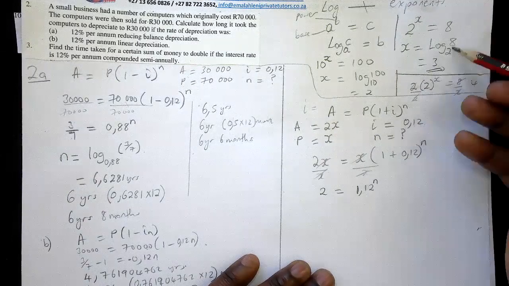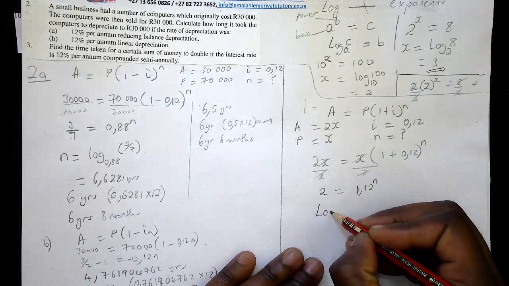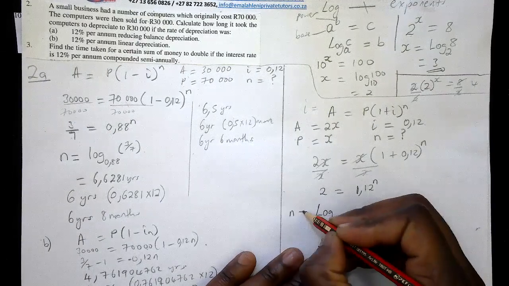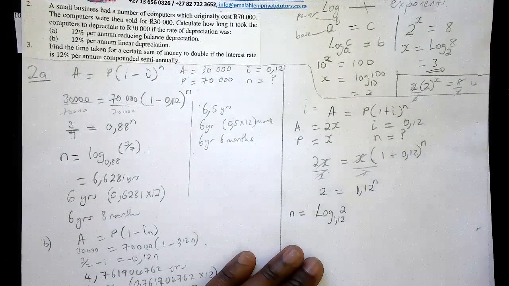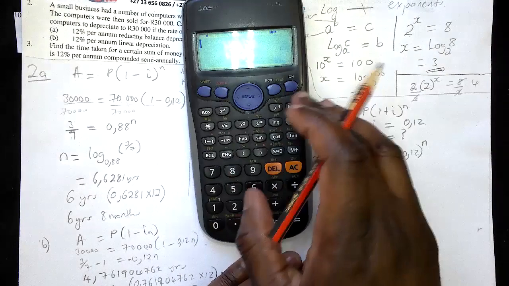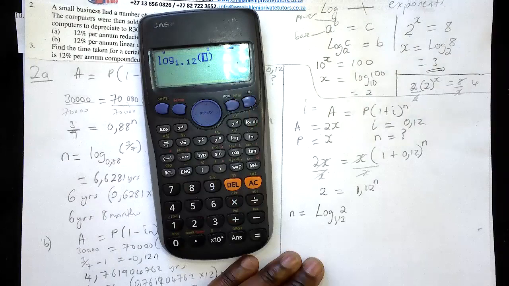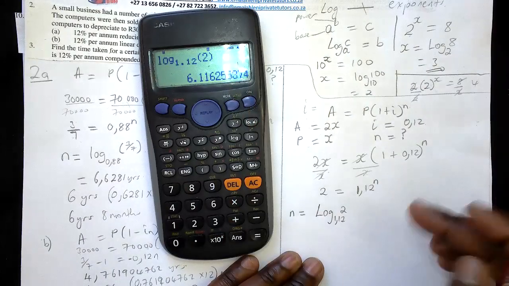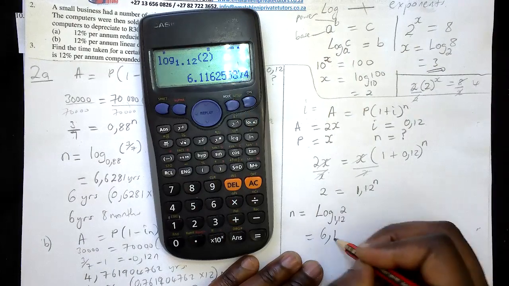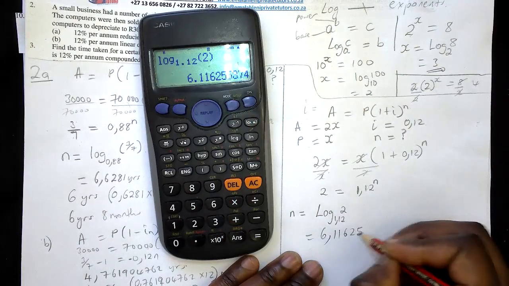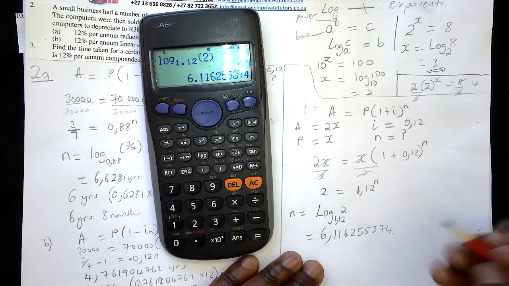Now, what have we learned? We have learned that we can finish this easily. n is equal to log of 2 to the base 1.12. So we come to our calculator, we press log base 1.12, then what we have inside there is 2. Then what do we get for n? n becomes 6.116255374. I encourage you to write everything that we have after the comma.